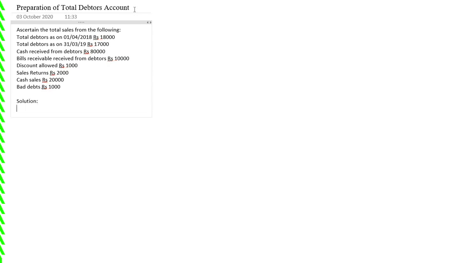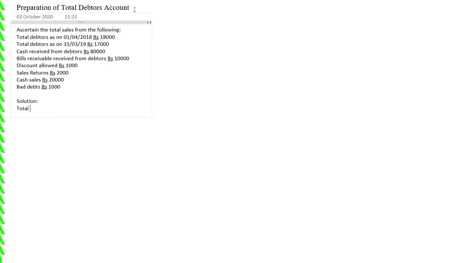So one should have an idea how to find out the total sales. Total sales is a sum of credit sales and the cash sales. So in the problem we have given the cash sales which amounts to rupees 20,000, but we have not been provided with the credit sales here. In order to find out the credit sales, we need to prepare the total debtors account. So the purpose of preparing the total debtors account in this problem is to find out the credit sales here.